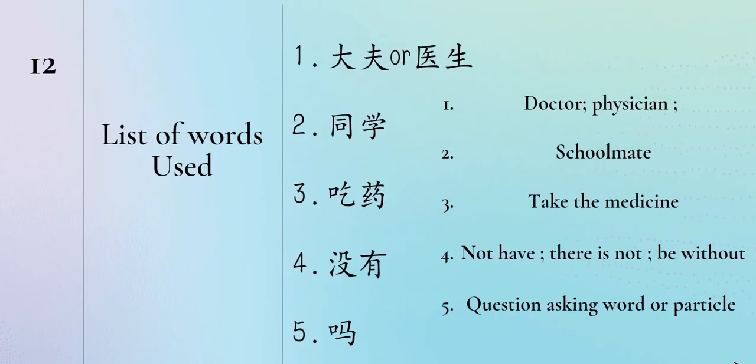Here are the words in English, and you can see 大夫 or 医生 means doctor or physician, 同学 schoolmate, 吃药 means take the medicine, 没有 not have, there is not, be without, ma question asking word or particle in Chinese. So these are the words we already learned in this dialogue.